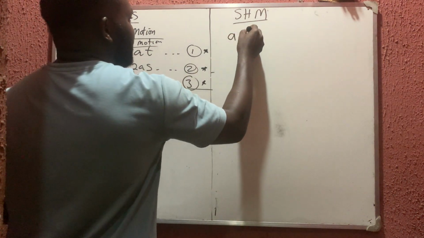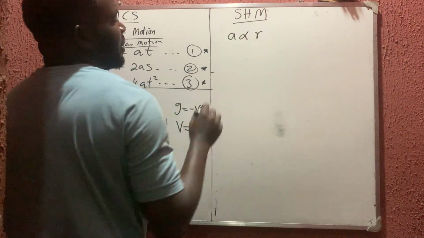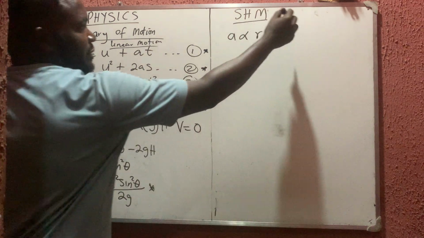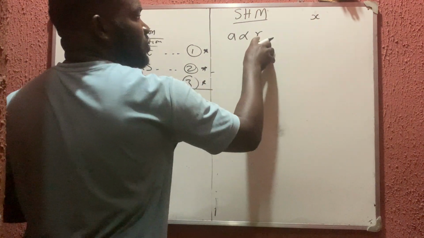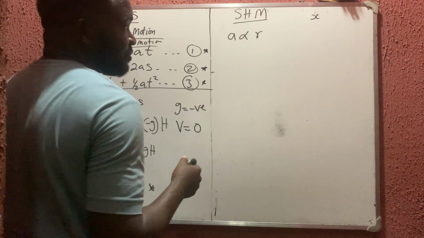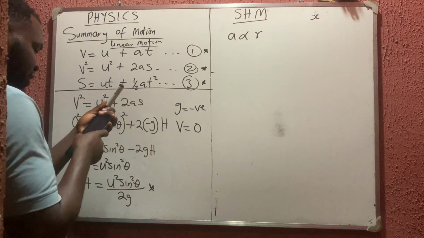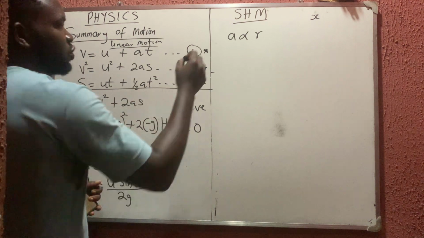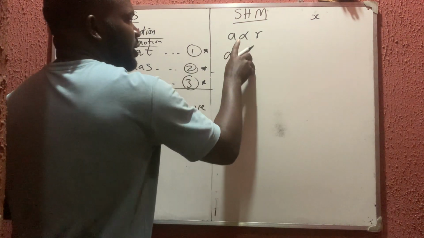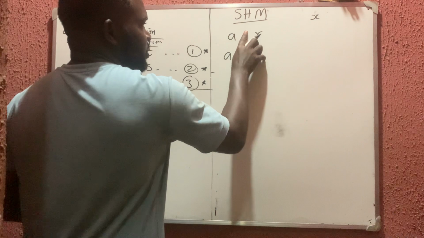So we should know that acceleration is directly proportional to displacement. Some people use x as the displacement, while some people use r as the displacement. Anything you like, you use. Then the next thing we should bring in is the proportionality constant. So my a is equal to, now the proportionality constant here, this is directly proportional.